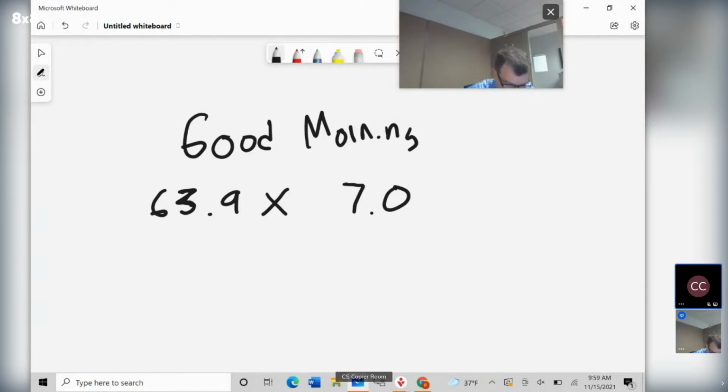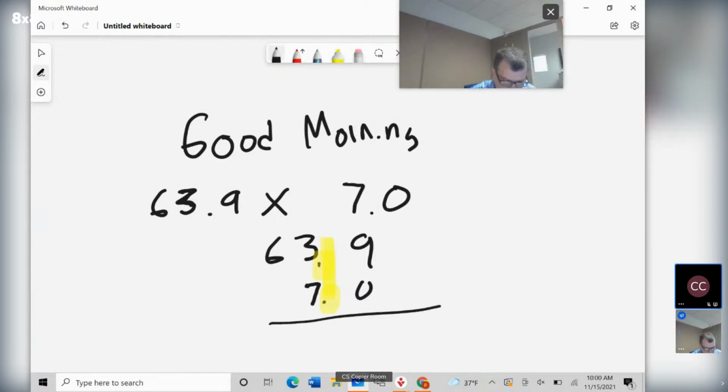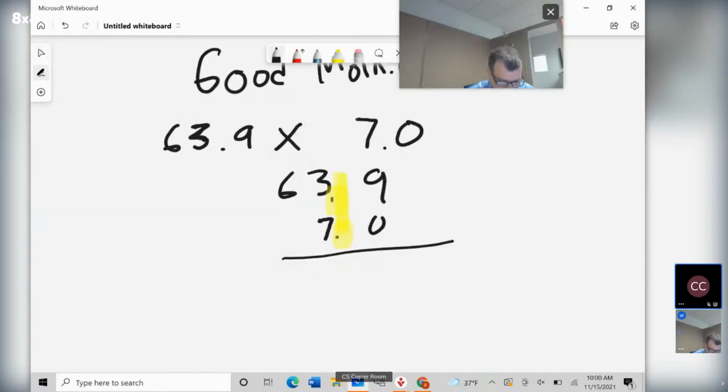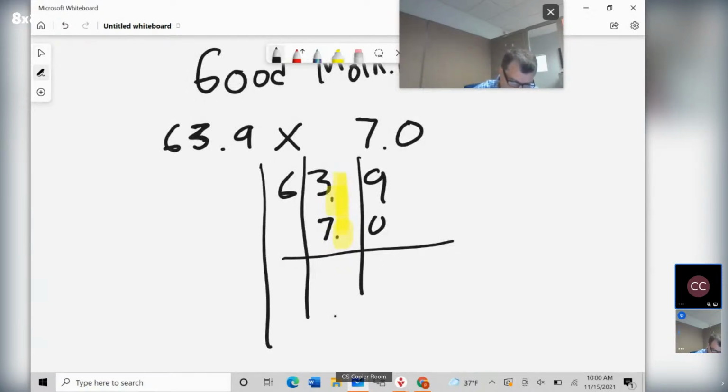So let me show you here. So we're going to do 63.9 times 7.0. So you can see that in this case, they're in the same line. So we always want to make sure those decimals are lined up. And then one thing I find that really helps, even when you're doing regular multiplication, is to kind of use these columns here. That way, all our numbers stay lined up.